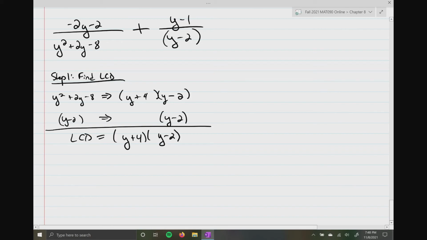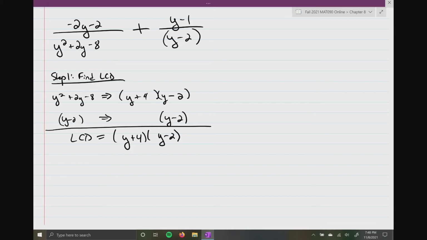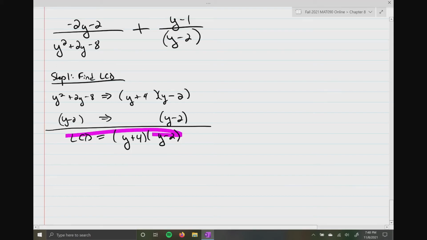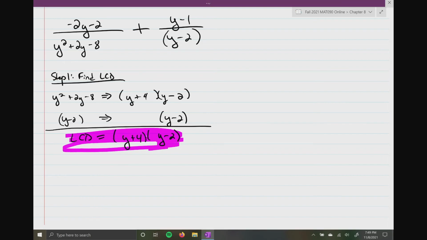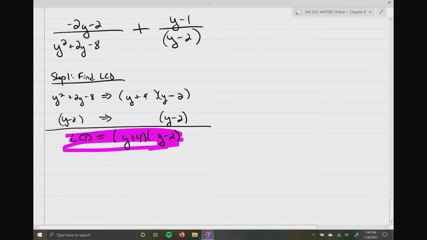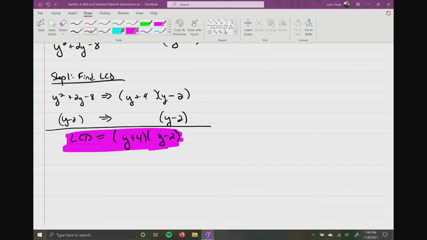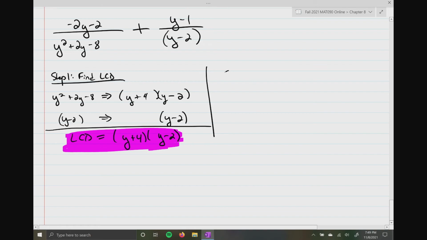So it looks like my LCD, and I'll highlight it for us. Let me use the thicker one. There we go. Beautiful. I really like that color. I think it's a nice color. So the LCD is going to be the quantity y plus 4 times y minus 2.